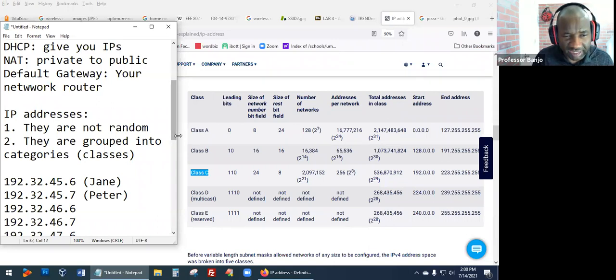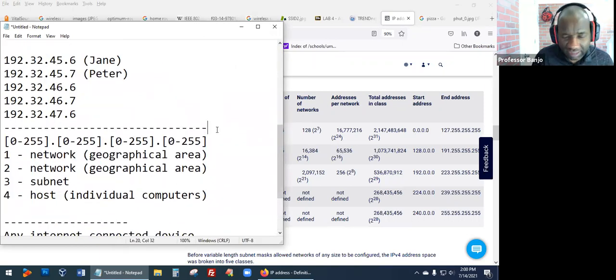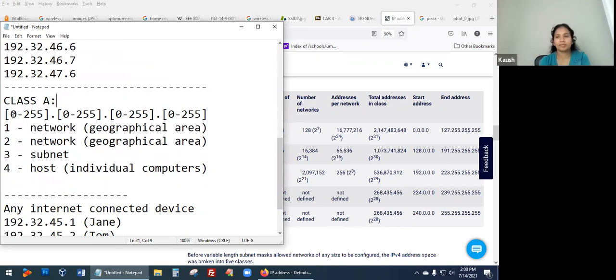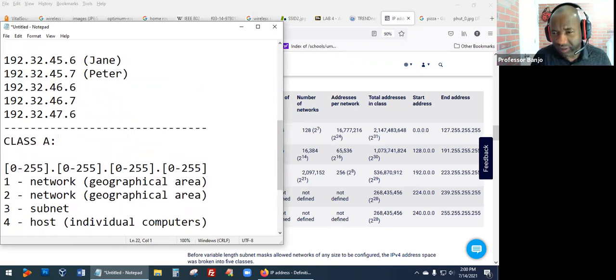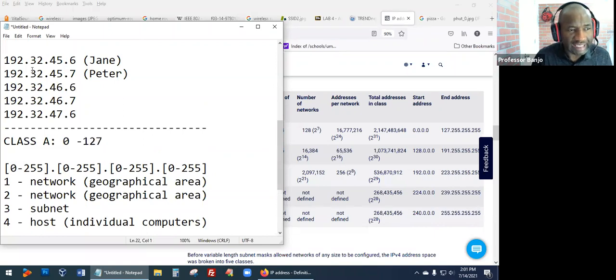So for class A, the IP address will be from 0 to 127. That is the first part here, the first part of the IP address. That's the network part in class A.